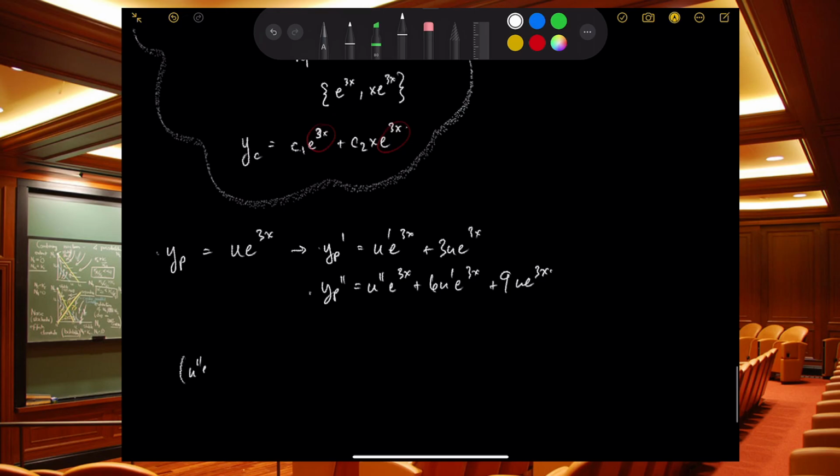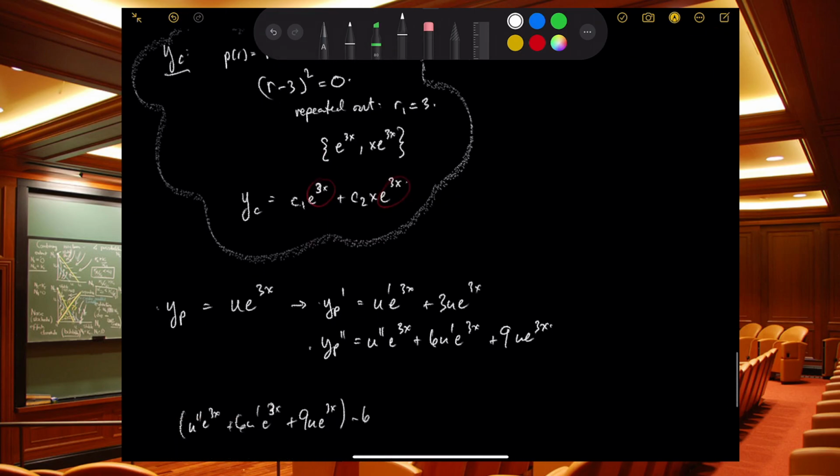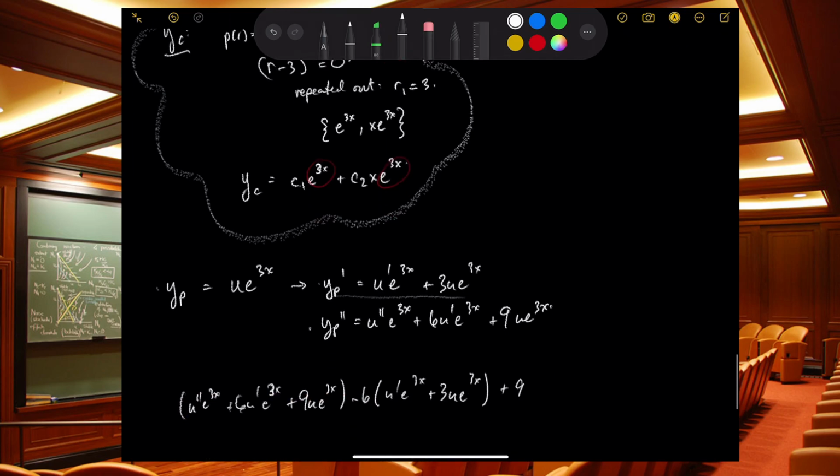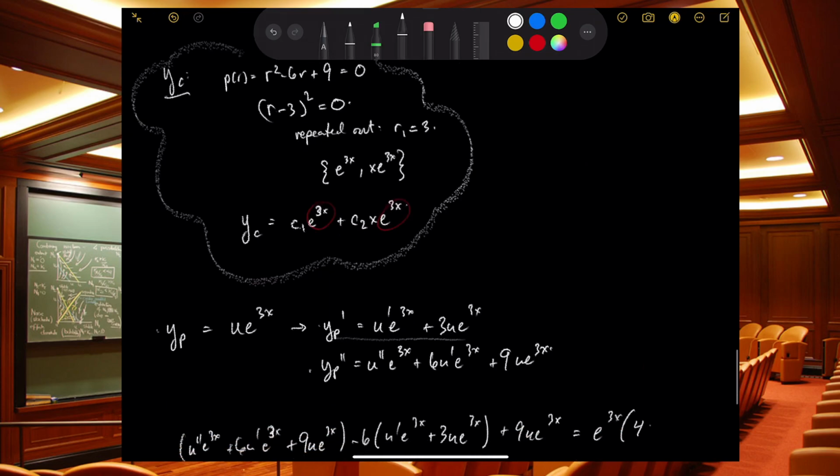So u double prime e to the 3x plus 6u prime e to the 3x plus 9u e to the 3x, minus 6y prime, which is u prime e to the 3x plus 3u e to the 3x, and then plus 9y, so plus 9u e to the 3x. This all equals e to the 3x times this 4 plus 5x plus 6x squared polynomial here.